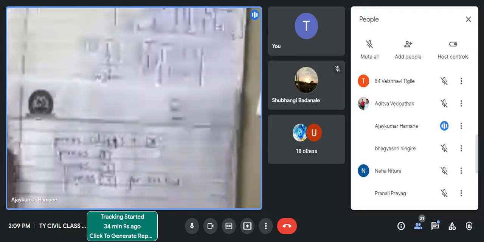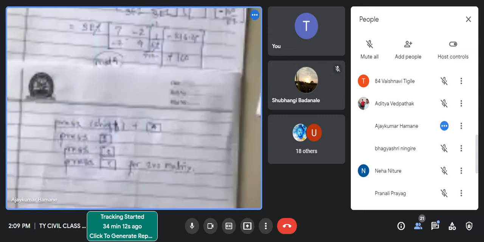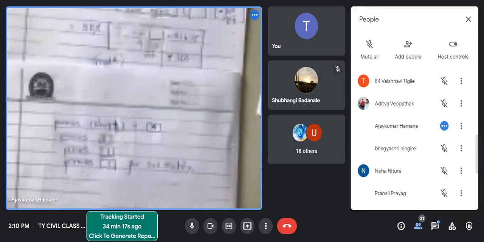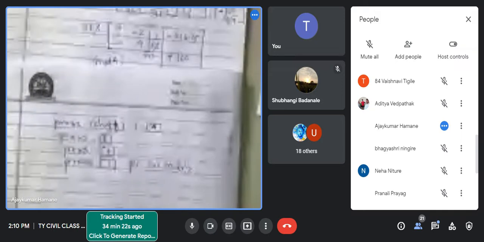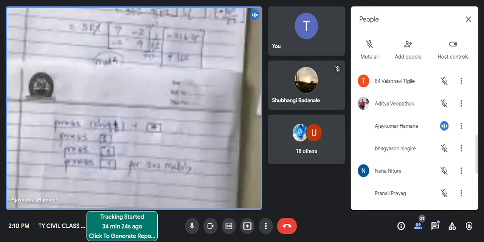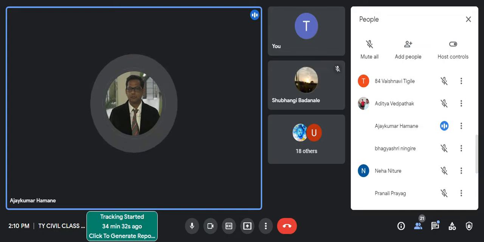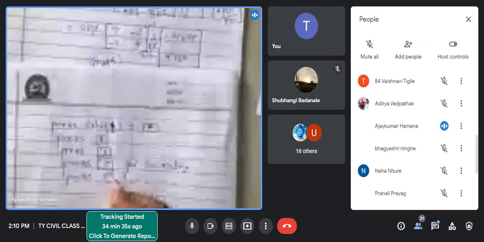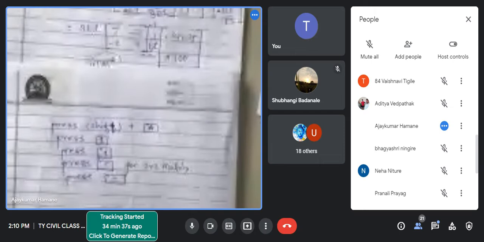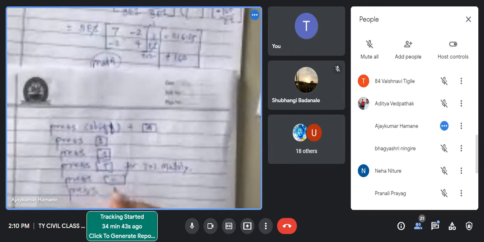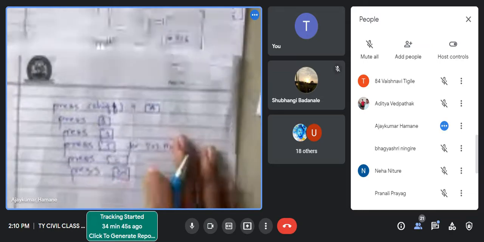Values here: 7, -2, -2 and 4. Assign the values, assign the matrix. Have you assigned? Hello? Yes. Okay, then press equal to. Then press the on button.